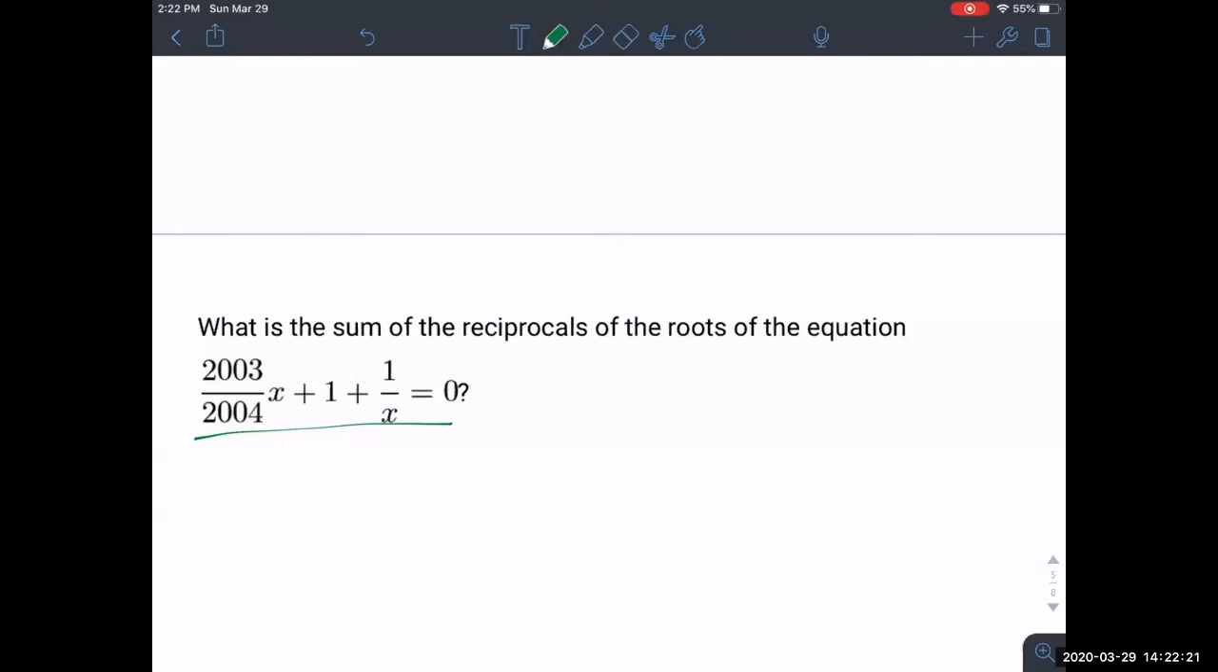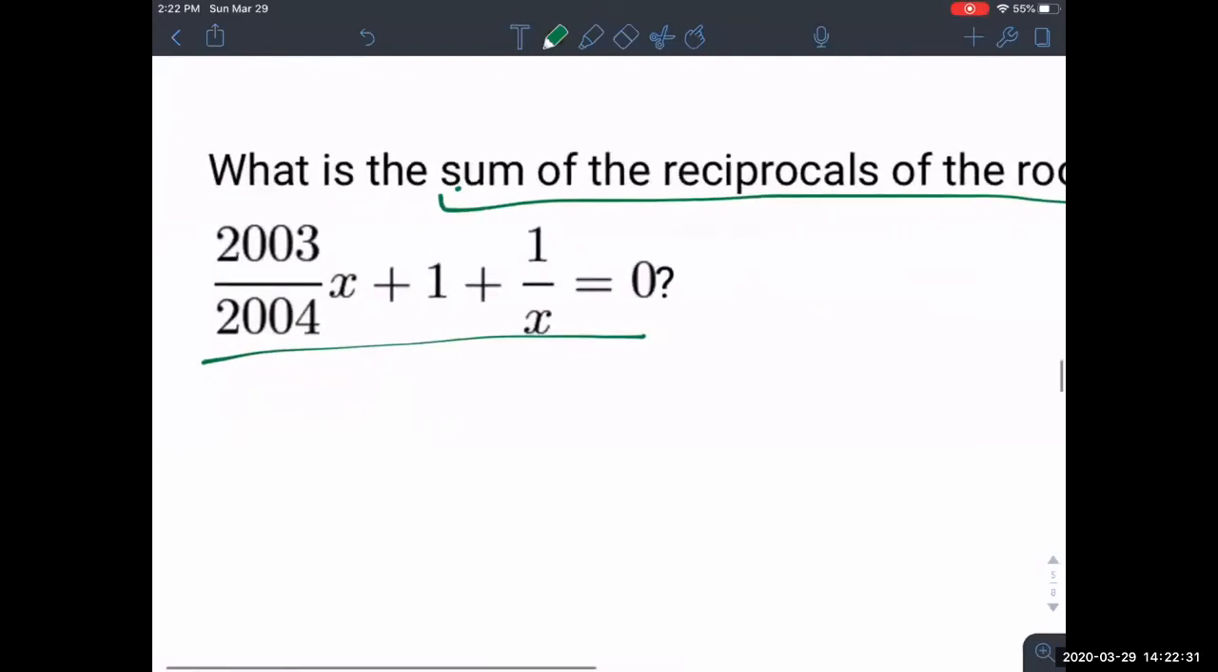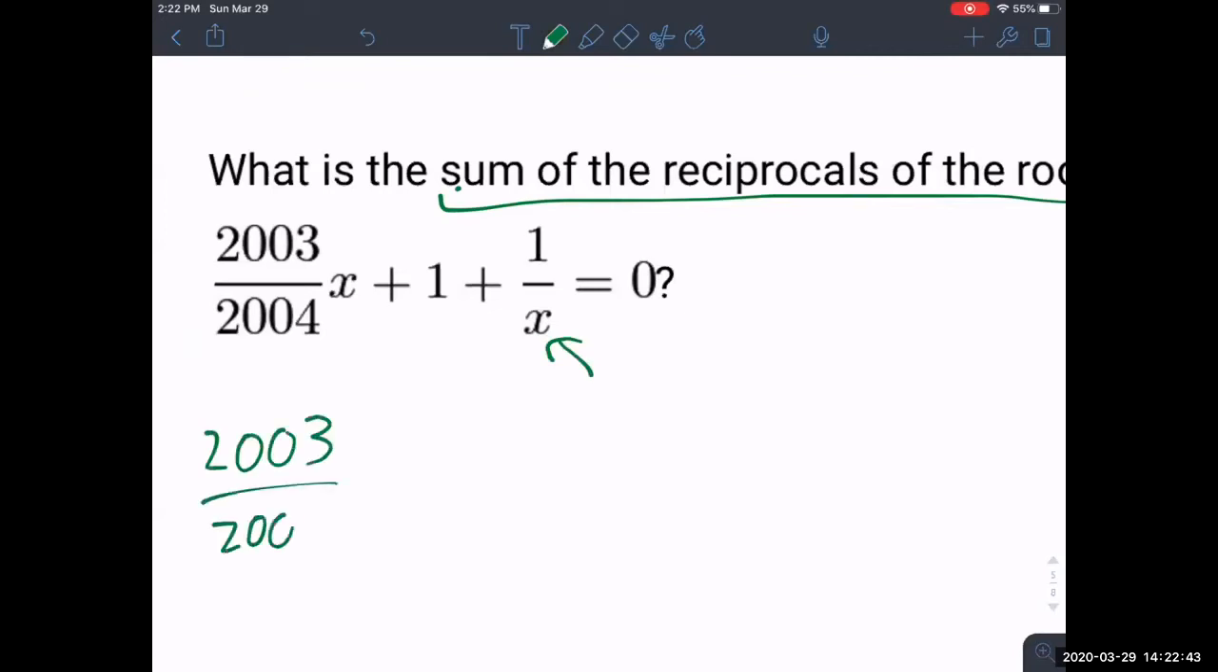Let's discuss this one. So this one's a bit different in that it's asking for the sum of the reciprocals instead of the sum or the product or something that we're a bit more familiar with. But first, let's make this into a more familiar form. To do that, let's just multiply both sides by x because this thing is ugly. So by multiplying both sides by x, we get this.